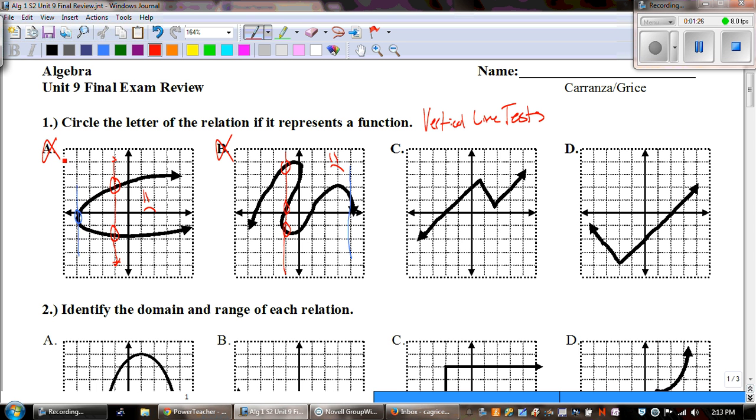So right away, we know that A and B don't work. What about C? Is there any spot you can draw a line? Oh, not there. And I want you to try, not there either. Yeah, there's no spot. Okay, so C is a function. What about D? Yeah, D's a function too. Okay, there's no spot that you can draw that touches more than once. Okay, so our functions are C and D.